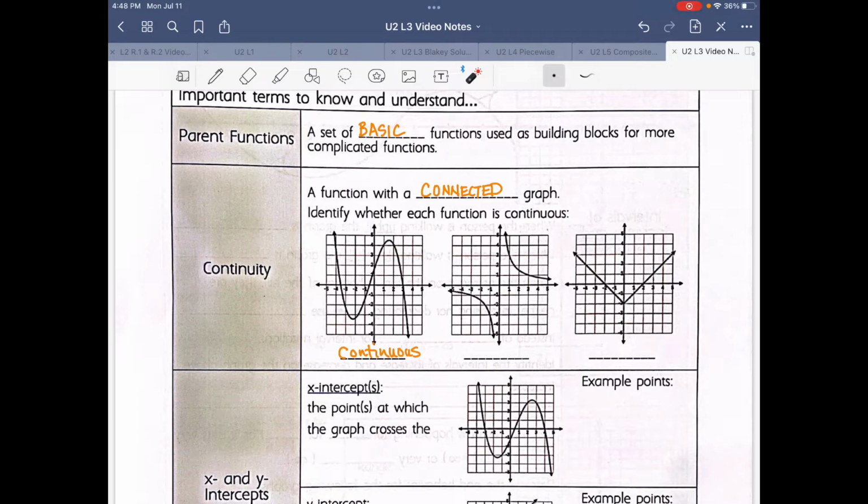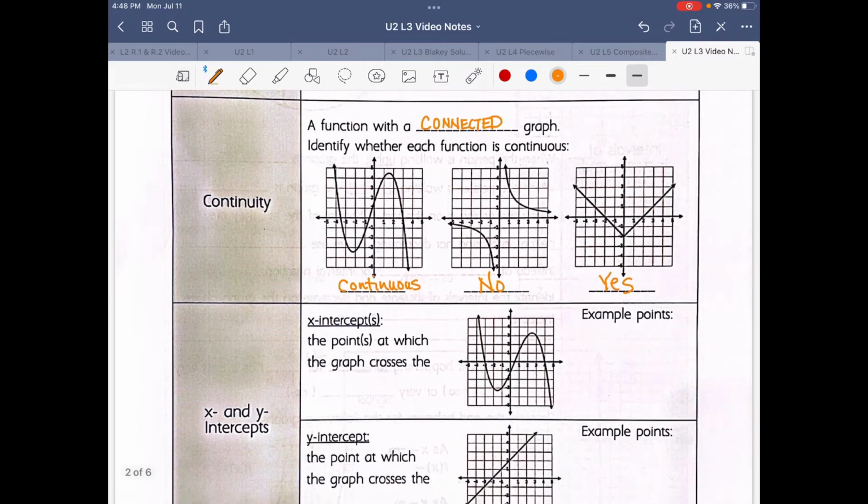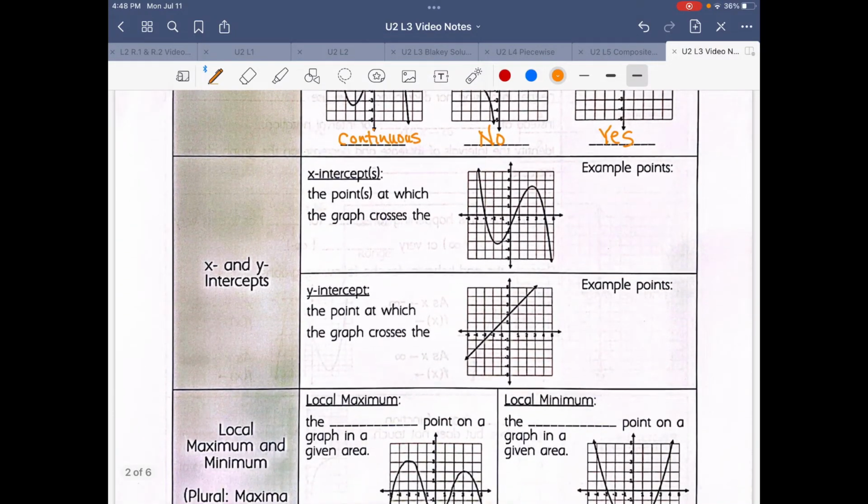Now when I go to the second graph, I go along here, I have to lift up my pencil and go back up to the top to continue my graph. It's a function because it passes the vertical line test, but it's not continuous because I have to pick up my pencil to continue my graph. And then the last one, I start here, go down, go back up. I don't have to pick up my pencil, so yes, it's continuous. So that's how you identify whether a function is continuous or not. If you have to pick up your pencil, it's not continuous.